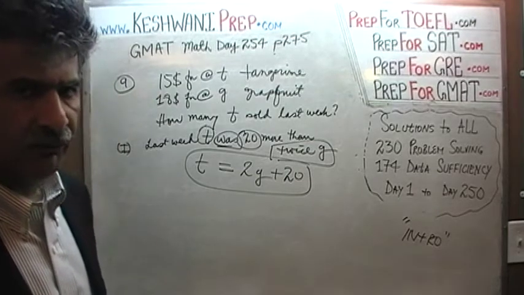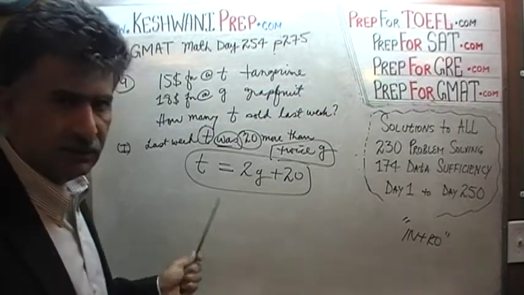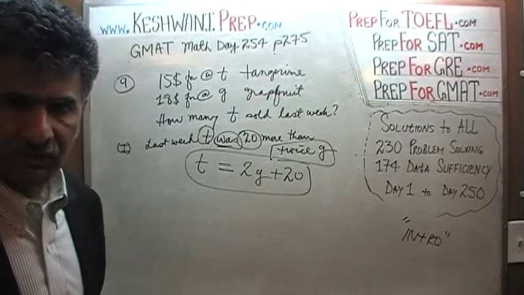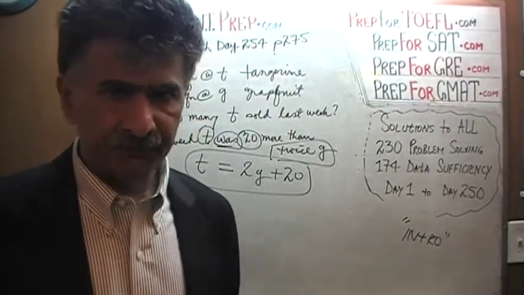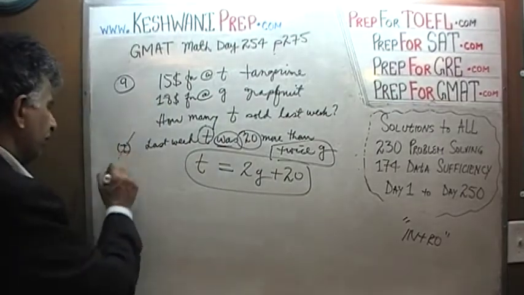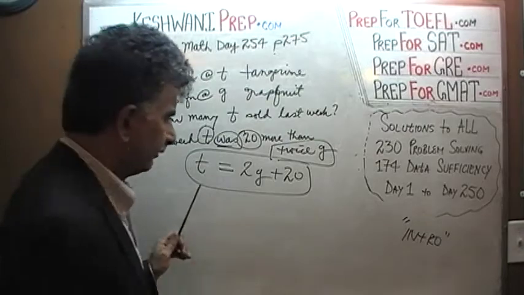The answer of course is no, it is not enough, because we have two variables, T and G, and only one equation. How the bloody hell do you expect me to solve for two variables from one equation? First statement by itself is not sufficient.